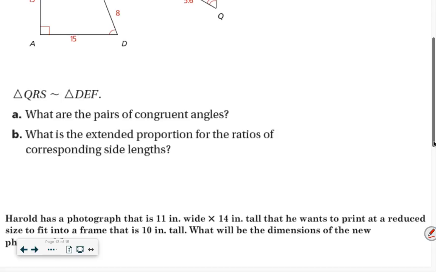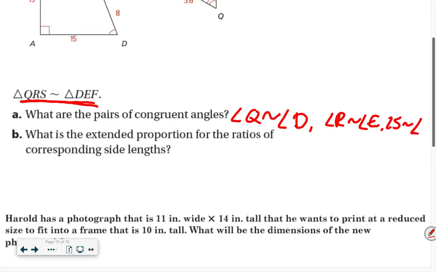Well, if all you're given is this similarity statement, you have to match up the letters just like we did when we had congruent triangles. So if I said angle Q is similar, what angle has to match with angle Q? D. If I said angle R, what would you say? Angle E. And last one, angle S is similar to angle F.